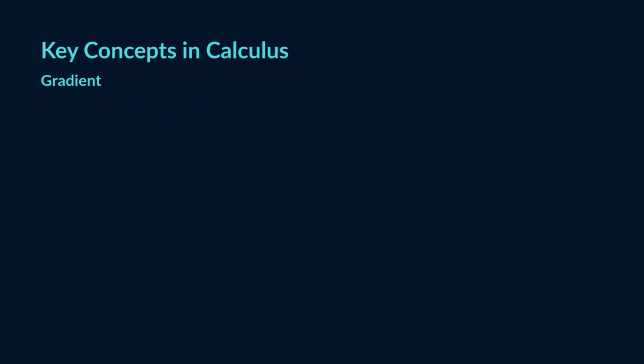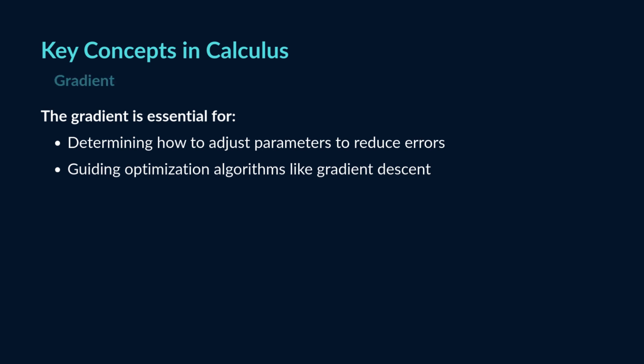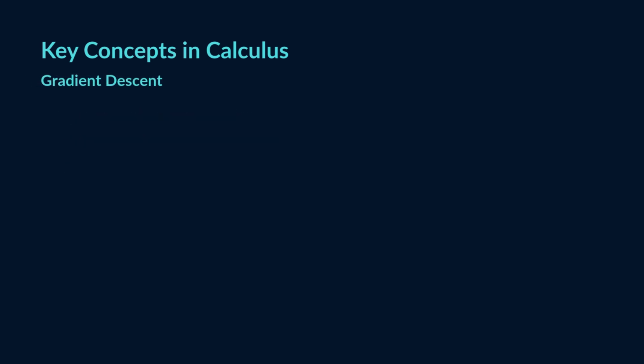Gradient. A gradient is a vector of all the partial derivatives of a function. It points in the direction of the greatest rate of increase of the function. In AI, the gradient is essential for determining how to adjust parameters to reduce errors, guiding optimization algorithms like gradient descent. Think of the gradient as a set of directions that tell you how to change each parameter to improve model performance.